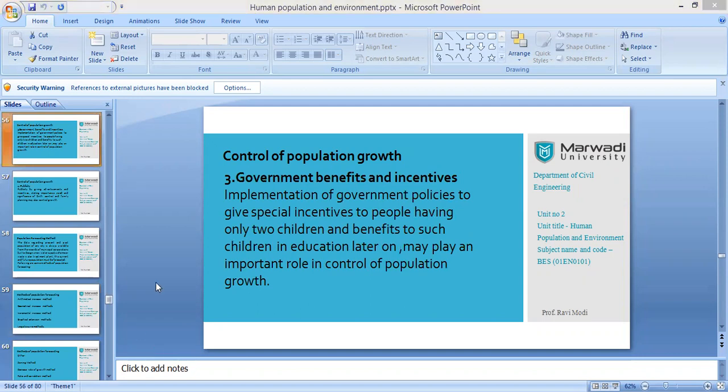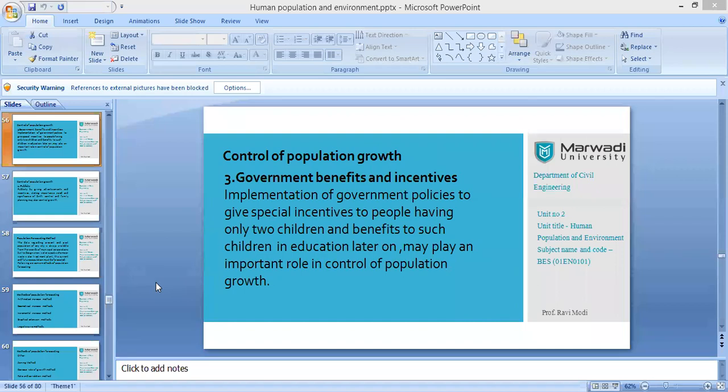Next is government benefits and incentives. So implementation of government policies to give special incentives to people having only two or less children and benefit to such children in education later on may play an important role in the control of the population growth. See, again over here, if the government is providing a certain incentive, a certain motivation to the people, then definitely it will give good results. Okay, so this is again an important point.